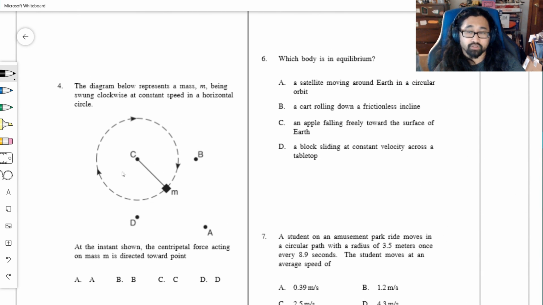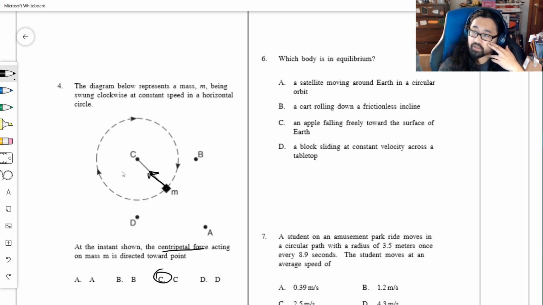Again, number 4, really similar to number 1. We are here. Which way is centripetal force? Centripetal acceleration will always point in towards the center. That's choice C. I need something in equilibrium. That means that all the forces add up to 0, or all the forces cancel out.